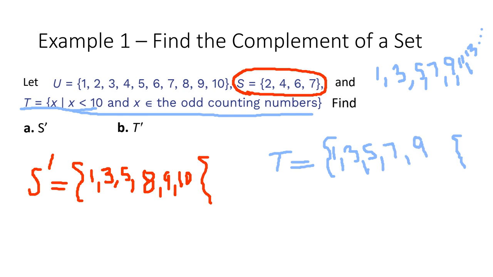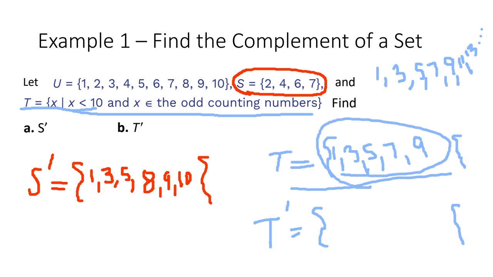So to find the complement of T, it's going to be all the numbers that are in the universal set that are not in here. So we have 1, 1 is here, 2 is not there, 3 is there, 4 is not there, 5 is there, 6 is not, 7 is here, 8 is not here, 9 is in here, and 10.